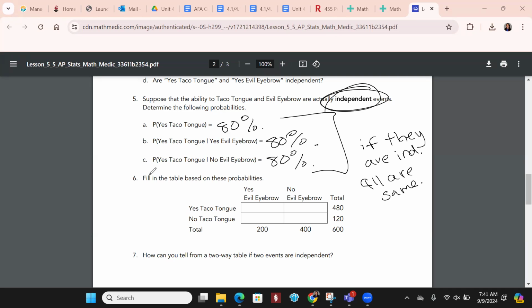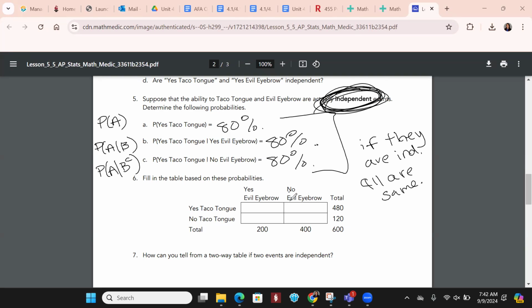Okay. So really quick, this is probability of A. This is probability of A given B. And this is the probability of A given B not. And they would all be the same if they were independent. If they are not equal, when we do these three things, then they're not independent. Does that make sense? So they have to all be equal. That way they don't impact each other.